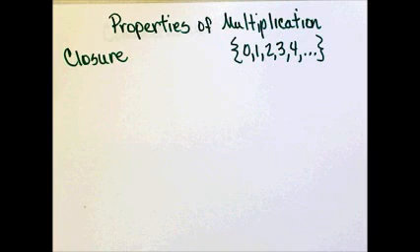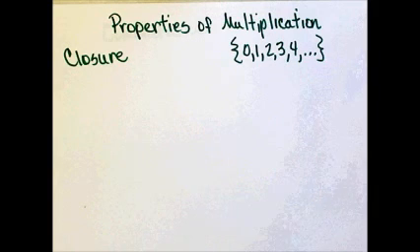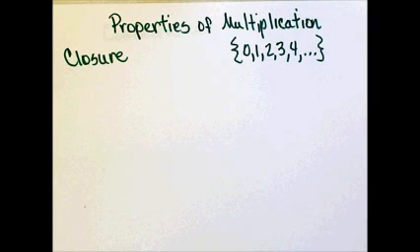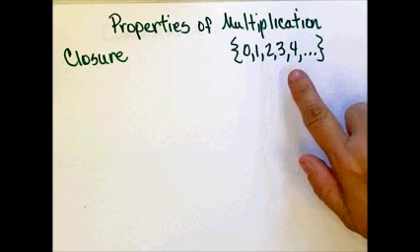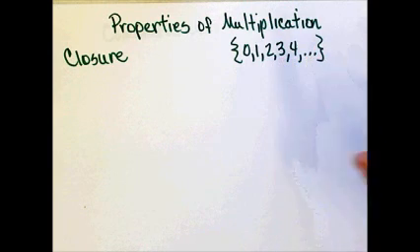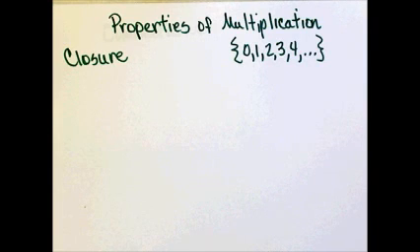Okay, now we're going to take a look at the properties of multiplication. We'll remember back to the fact that we had properties for addition, and we have some of those same properties with multiplication. Alright, so remember we're talking about whole numbers. So we're talking about the set of numbers 0, 1, 2, 3, 4, and the ellipsis, of course, means and so on forever.